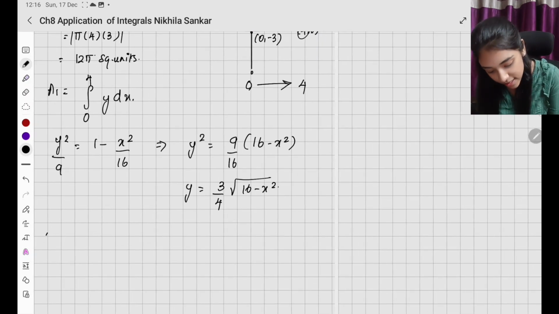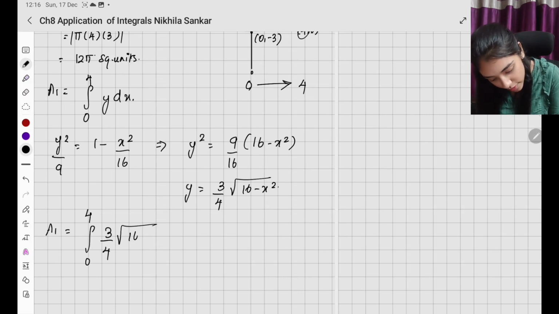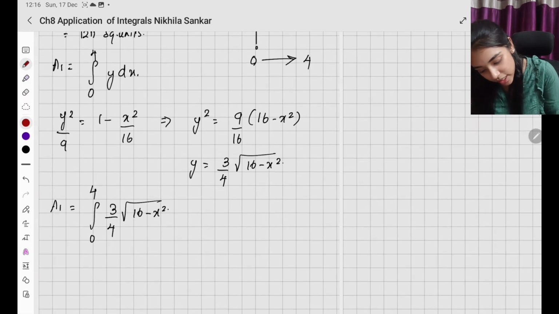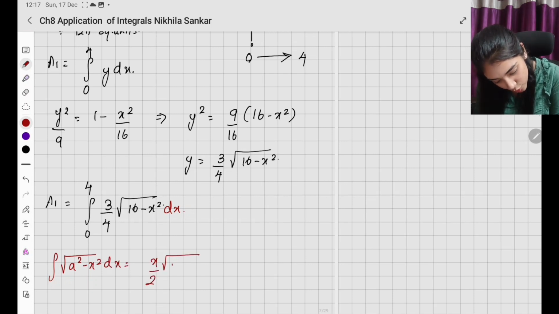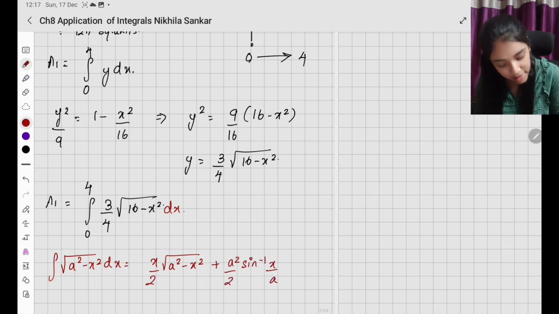Now, when I take the integral, I have A1 equals 0 to 4. What am I going to put for y? I have 3 by 4 square root of 16 minus x square. What formula do we know? This is times dx. What formula do we know? Integration of square root of a square minus x square times dx is going to give me first x by 2, then whatever is inside, plus a square by 2 sine inverse of x divided by a. Okay. So, when I substitute this, what do I have?